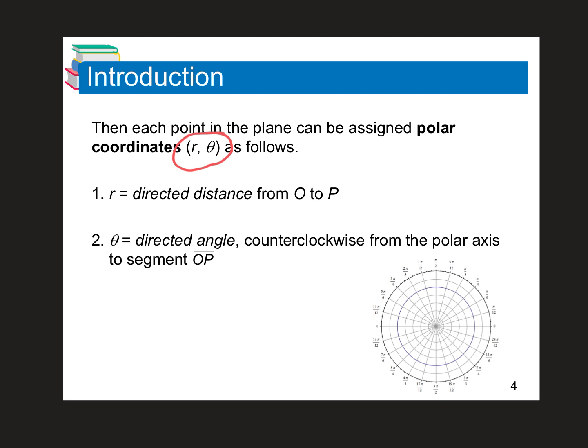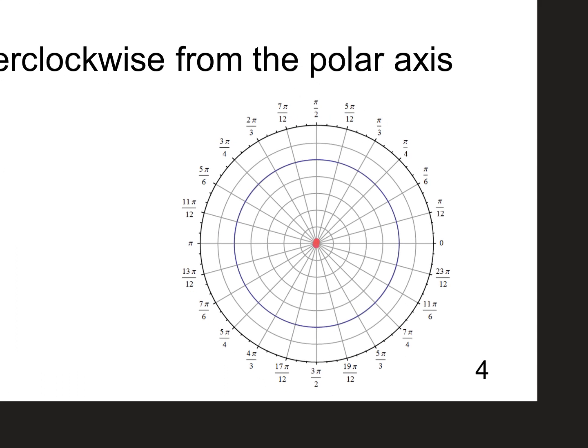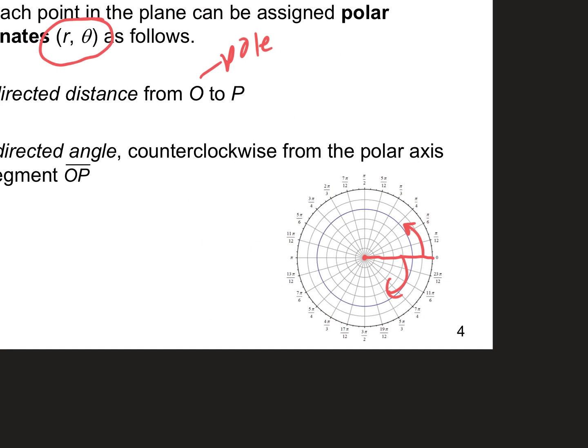It's going to be a directed distance, and then your angle measure. R is your directed distance from the origin, the pole right here, to whatever point they're talking about. And then the directed angle is counterclockwise from the polar axis. What that means is you're going to start here. The polar axis is 0. Counterclockwise means you go up, so it's positive, and if they give you a negative angle, you're going to go down. Same thing that we've talked about before.